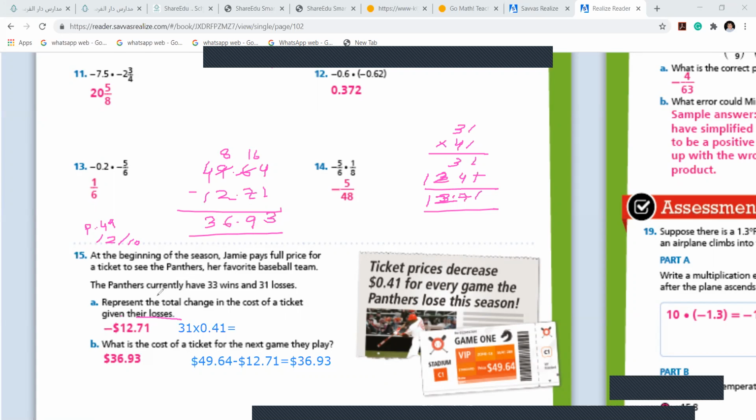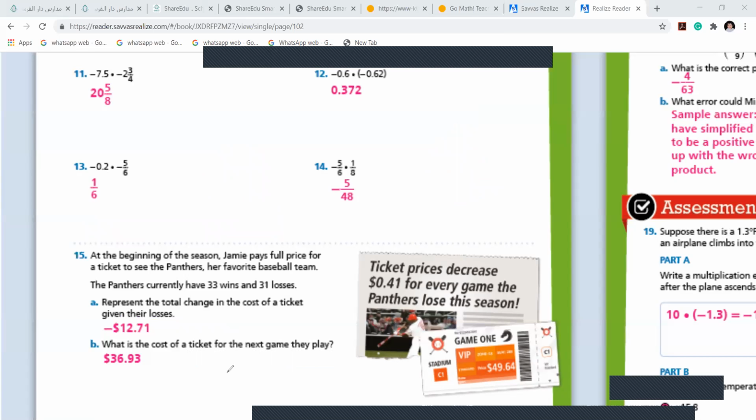Again, once more, girls. Represent the total change in the cost. If they lose one time, the cost will decrease by 0.41. If they lose 31 times, it will be how much? 31 times 0.41. I got $12.71. Now, the first game they played, they bought the ticket for $49. But you know now it is reduced by $12.71 because they lost 31. So for the next game, you take the total, you minus this, and you will get the cost of the next game. Okay, girls? Clear? Yes. All right. Next question.